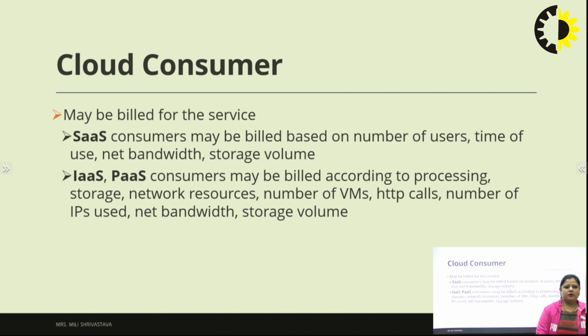Consumer may be billed according to processing, storage, network resources, number of virtual machines, HTTP calls, number of IPs used, net bandwidth and storage volume. So, how can we connect these services from the NIST cloud computing architecture?